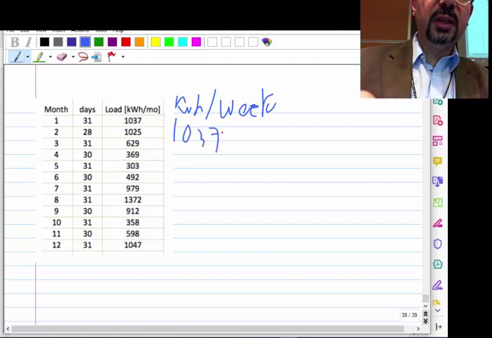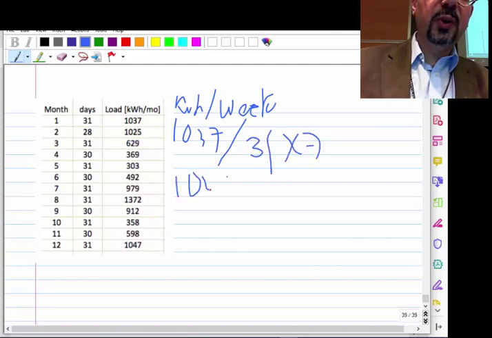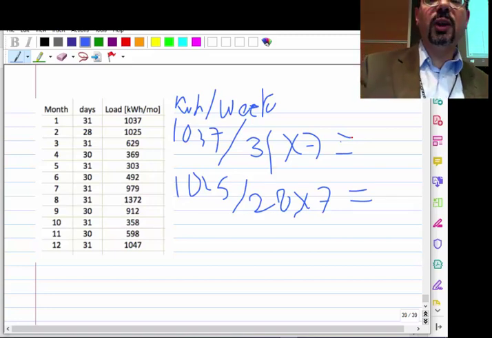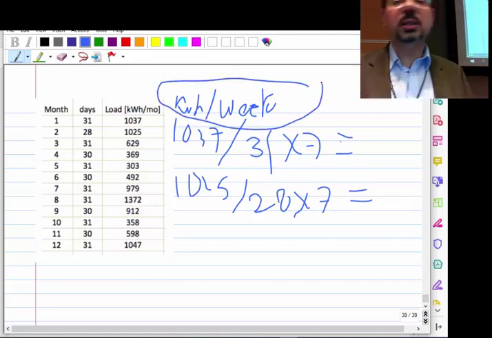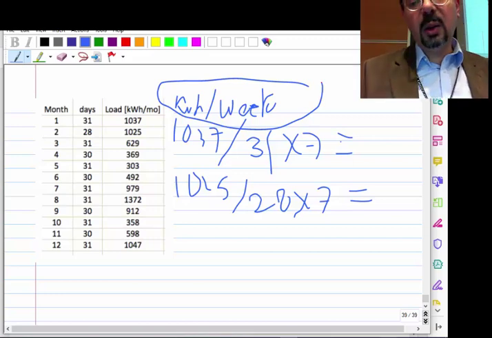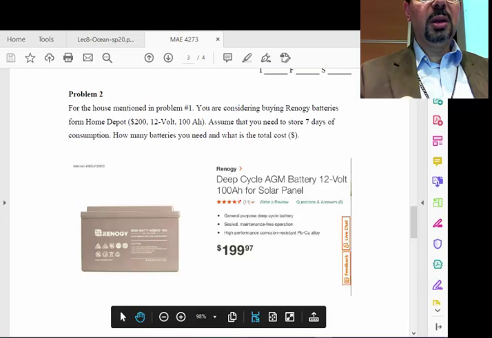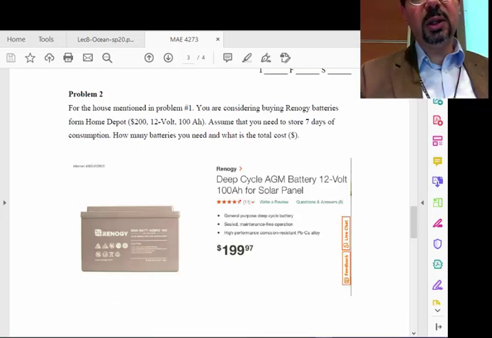So it will be the 137 divided by 31 multiplied by 7, and the other one is 1025 divided by 28 multiplied by 7. So every month you will find out what the kilowatt hour per week is. This is how much energy you want to store. Now, how much does every battery store? How do I get the kilowatt hour that the battery stores? He said it's $200, 12 volt, 100 ampere hour from Home Depot.